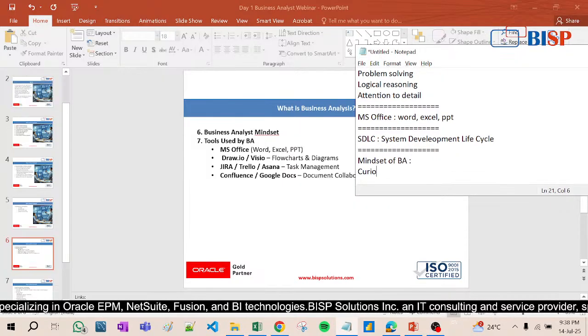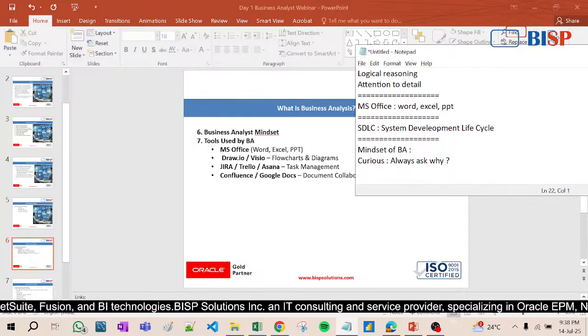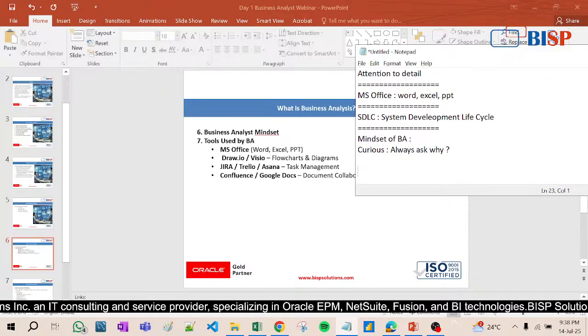Curious, right? Curious means always ask why. What is the need of this? Suppose the person is saying that, oh, I want this type of report to be downloaded or to be immediately sent on email, so you should at least ask exactly why, what is the need of this, why you are demanding this. Then you will see the structured mindset.